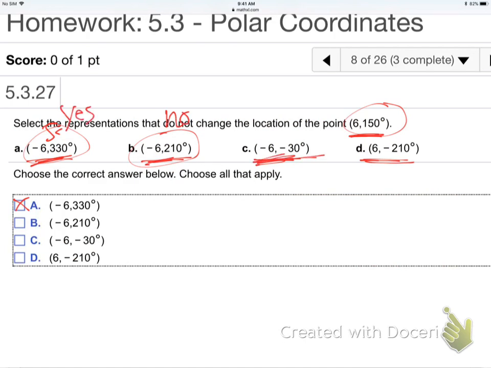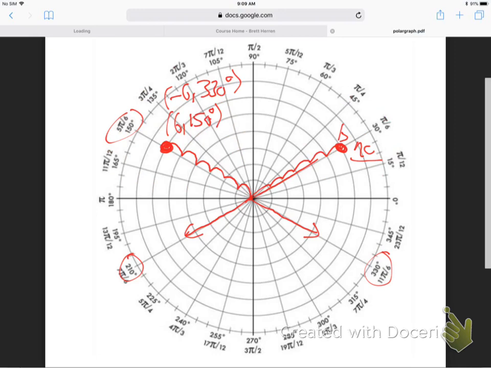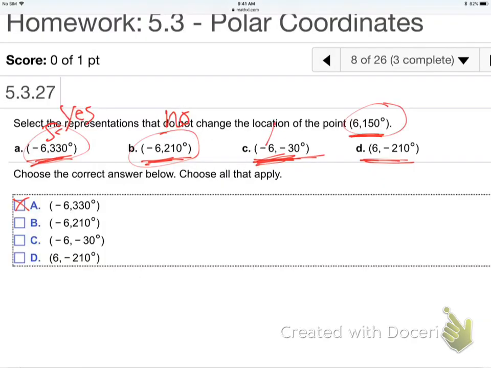How about C? C says negative 6, negative 30. If you do negative 30, yeah, 330 is negative 30. It's 30 below 360. And then backfire 6, yeah, that's the same thing. If you're facing negative 30 and you backfire 6, that is another way to say the same location. Because 330 is 30 below 360, so that is negative 30. And you backfire 6, that's going to end up at that same dot. So that one's a yes. We'll check C.